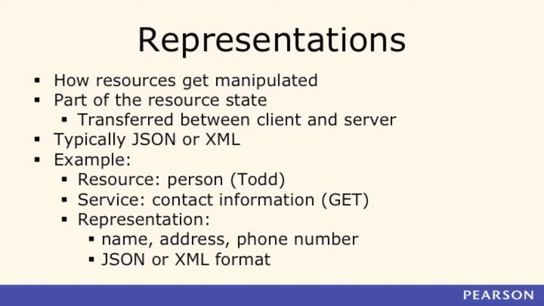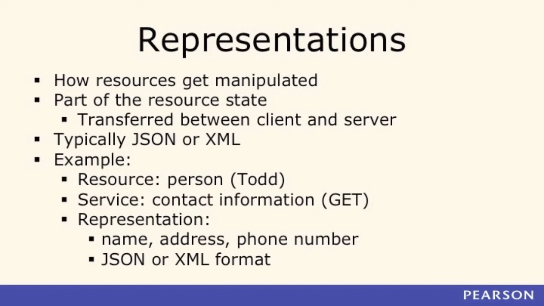So if we were to talk about a quick example, if we had a person resource, Todd, say me, we might have a service that talks about that person's contact information, and to retrieve that we would use the HTTP verb get, and the representation that we would get back might be name, address, and phone number for this person, Todd, in JSON or XML format. So tiny little pieces of information.